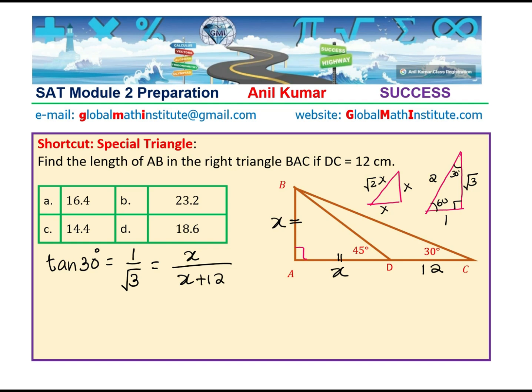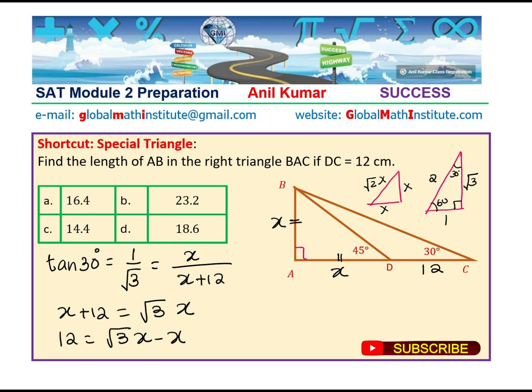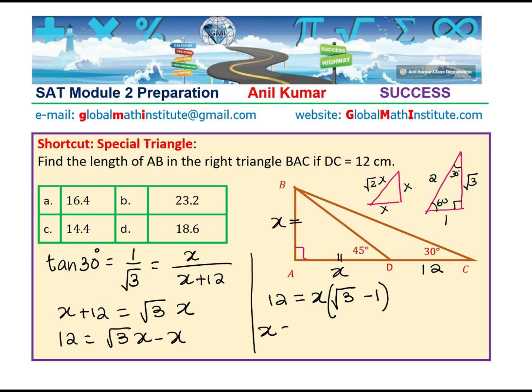Now you can cross multiply and get your answer. So x plus 12 equals square root 3 times x, or 12 equals square root 3 x minus x. That gives you the value of x. You can take it common. We'll go one more step just to make things absolutely clear. Take x common: square root 3 minus 1. And so the value of x is 12 over square root 3 minus 1. Makes sense? So this is without calculator. We have done this solution.